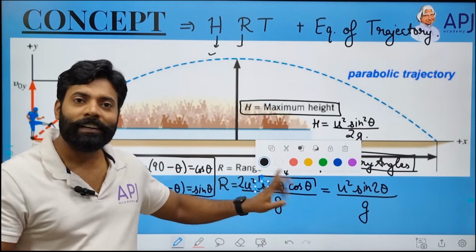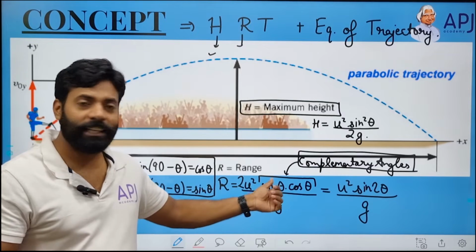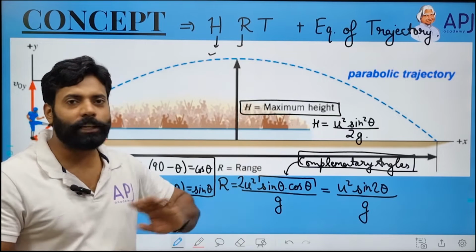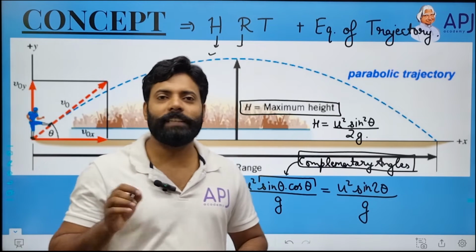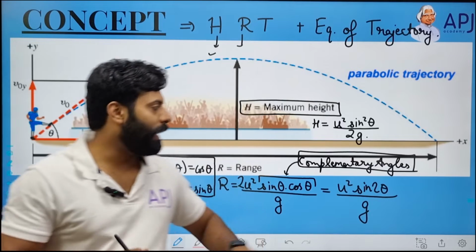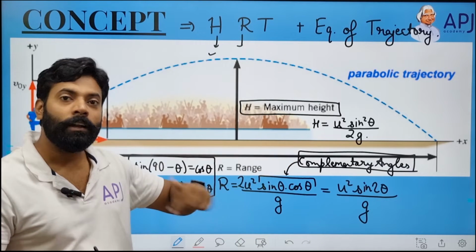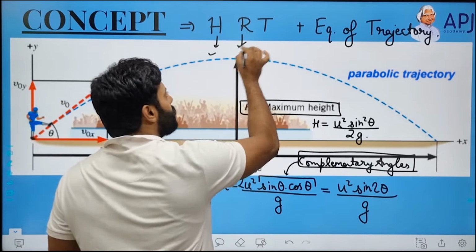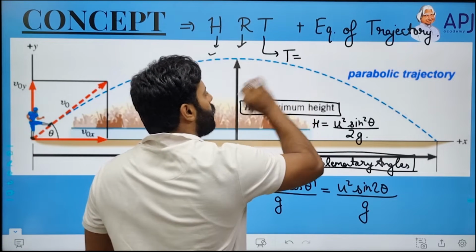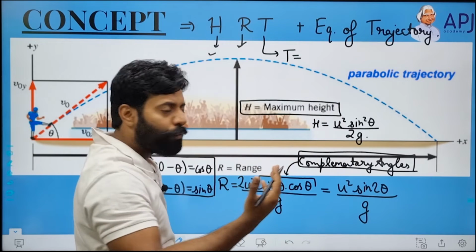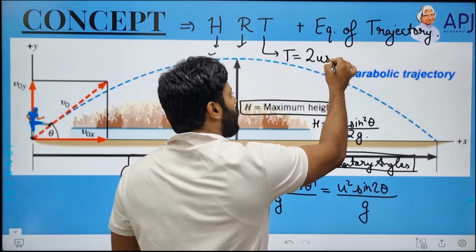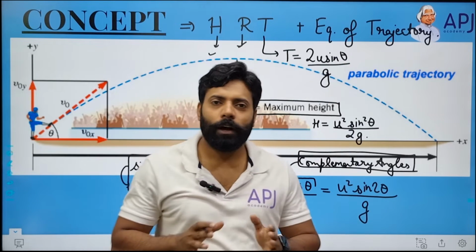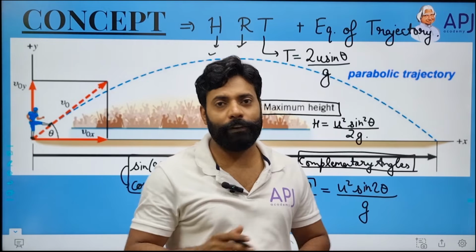The only thing that changes is that sin theta changes into cos theta, and cos theta changes into sin theta. But the complete equation remains the same. So that's why we get the same range for different angles when the angles are complementary to each other. That we will apply. The second part is done, and the third part is time. We have time of flight, which is 2u sine theta by g. The equation of trajectory we can find out using the equations of the x-axis and the y-axis.